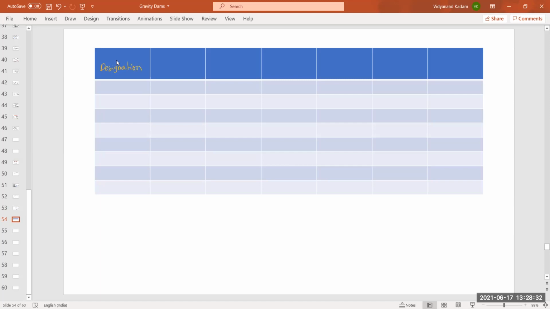Designation used for the force, then dimensions. Next column is vertical force in kilonewton. Next column is horizontal force in kilonewton.